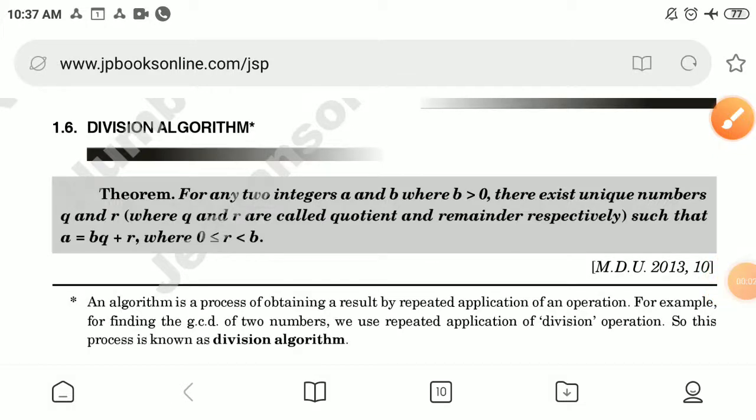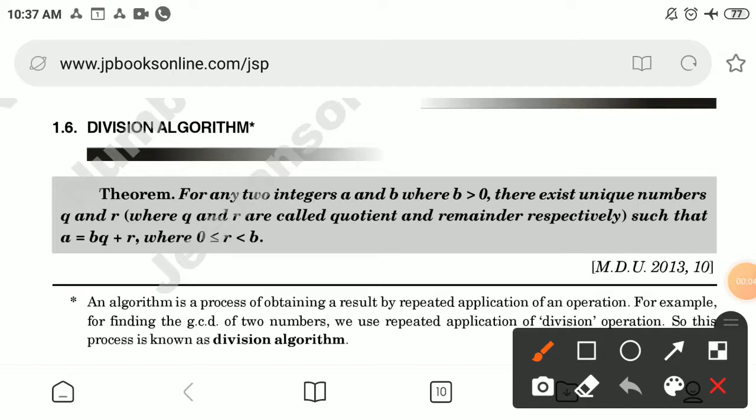Dear students, next topic is division algorithm. For any two integers a and b, where b is greater than 0, there exist unique numbers q and r, where q and r are called quotient and remainder respectively, such that a is equal to bq plus r, where r is between 0 and b and r may be 0.